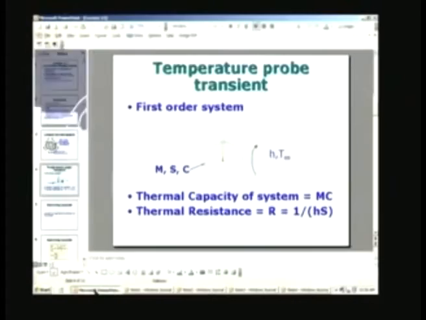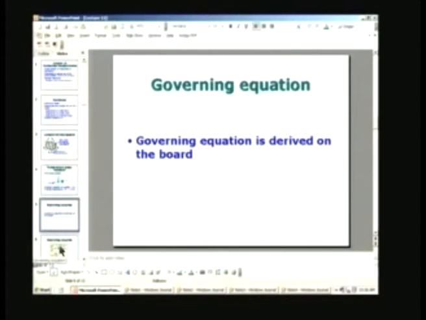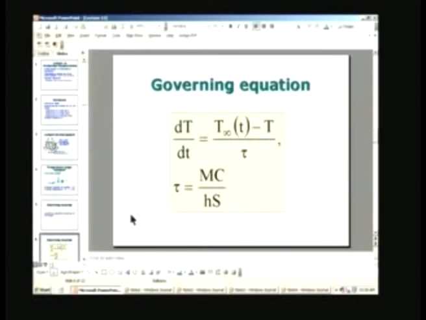With this background, let us look at the governing equation which was derived on the board, and I have written it in this slide. Just to recapitulate, what I have is the change in temperature with respect to time, dT by dt, the rate at which it is changing, is given by a difference between temperature of the ambient, which may be varying with respect to time, minus the temperature T, which is the temperature of the sensor, divided by the tau, which is the time constant.